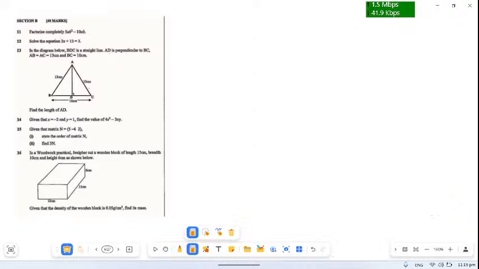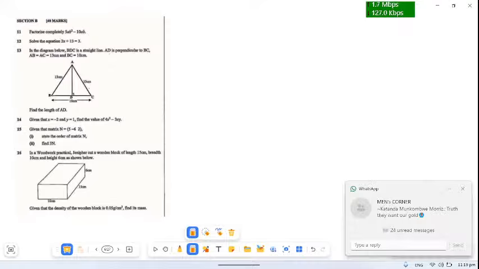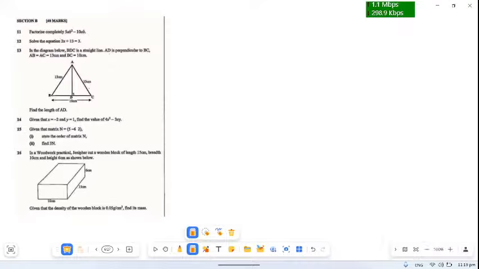Let's go to 13. In the diagram below, BDC is a straight line, AD is perpendicular to BC, AB is equal to AC, which is equal to 13 centimeters, and BC is equal to 10 centimeters. So we come to the question. Let me draw the diagram, in case you are not able to see properly.